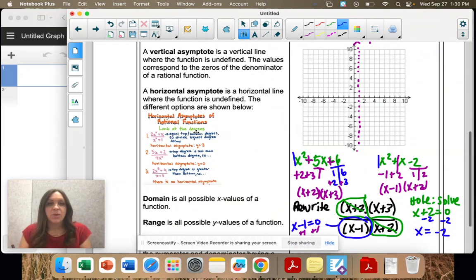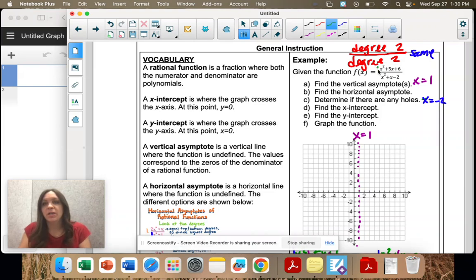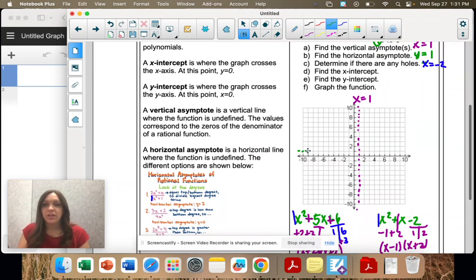When the top and the bottom are equal degrees, we take the coefficients in front. So for this example, it's 2 over 1. For ours, over here, it's 1x squared divided by 1x squared. So 1 over 1 equals 1. So that's our asymptote. Y equals 1. That's the coefficients from the leading degree. So right here, y equals 1. That's our horizontal asymptote.